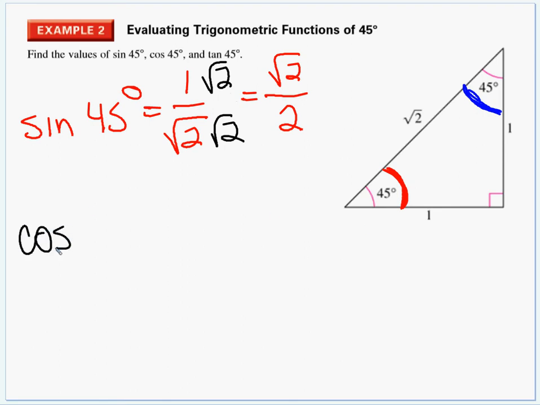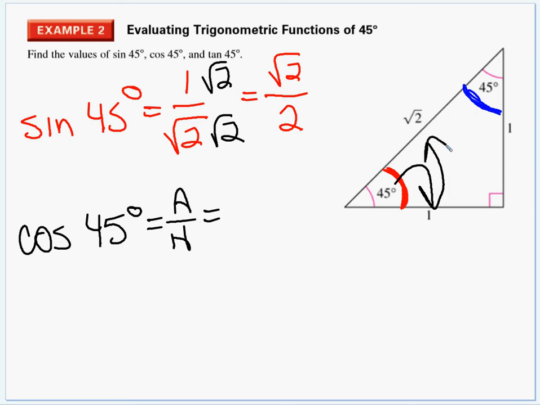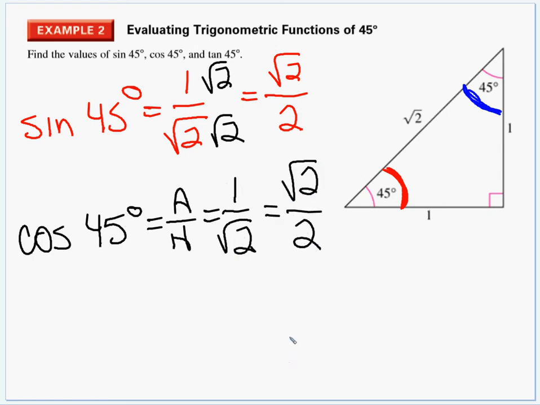The cos of 45 degrees. Remember, cosine is adjacent over hypotenuse. And from this angle's perspective, adjacent is 1, hypotenuse is √2. From the blue 45, adjacent is 1, hypotenuse is √2. So this is just going to be 1 over the root of 2 like we saw for sine. And when we rationalize, square root of 2 over 2.